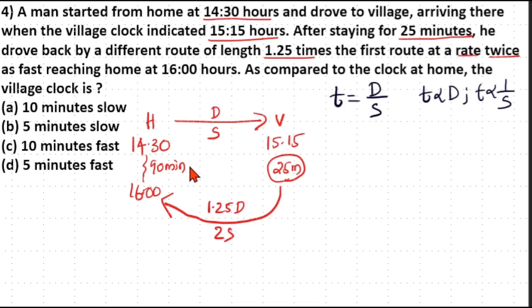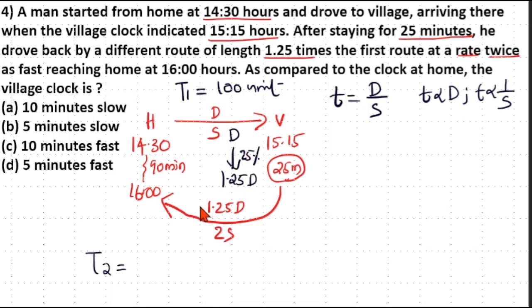speed. Now if I take the time taken for the first route as 100 units, then the time taken for the second route will be, here the initial distance is d, which is increased to 1.25 times d. That is, there is a 0.25 increment. 0.25 increment means 25% increment. If distance increases 25%, time will also increase 25% because time is directly proportional to distance.